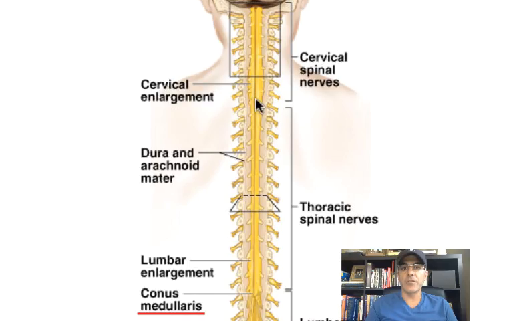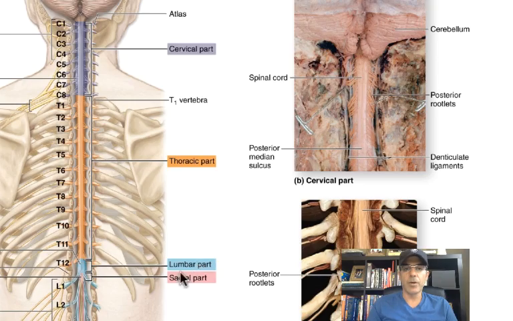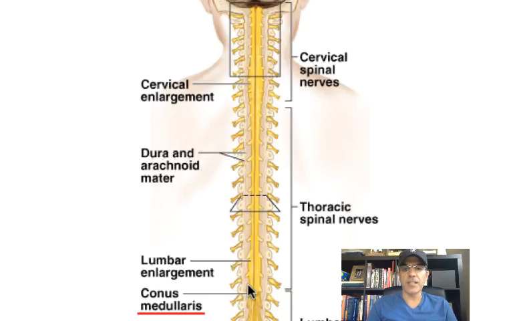Also in this picture, realize that you have some enlargements in different parts of the spinal cord. Do you see this enlargement here? And do you see this enlargement here? The first enlargement is called the cervical enlargement because it happens at the cervical region. And the next one happens in the lumbar region. It's called the lumbar enlargement. Some books call this one the lumbosacral enlargement because remember, the lumbar part and sacral part are very close to each other.